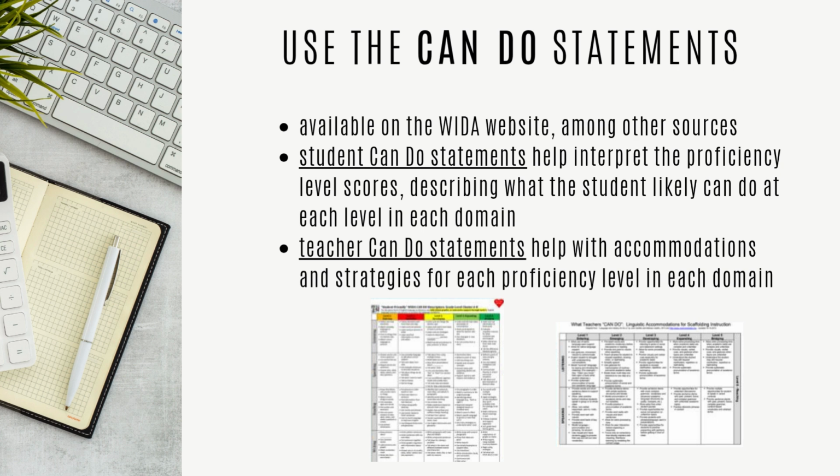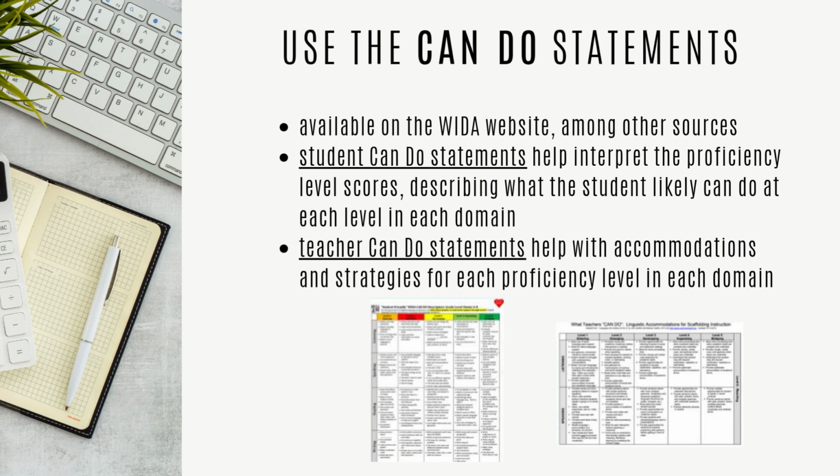Where they meet up for a student's score, it gives you some representative skills, what a child likely can do at that level. So if I know that they have a 2.2 in speaking, I'll go to level 2, line it up with speaking, and it'll give me some representative skills in the box of what they likely can do at this level. So again, this is invaluable for interpreting the proficiency level scores.